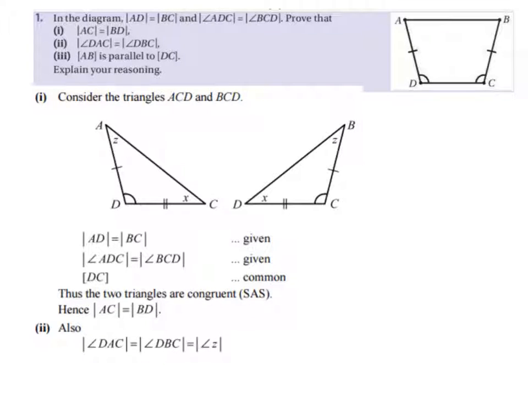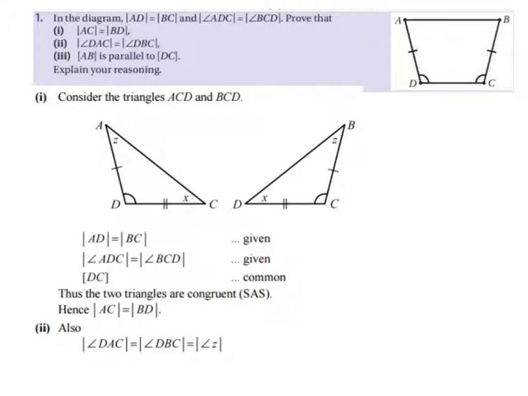So if we consider the triangle ACD, which we get from here, and the triangle BCD, which we get from here, we're going to draw them out separately. That's the best thing to do.